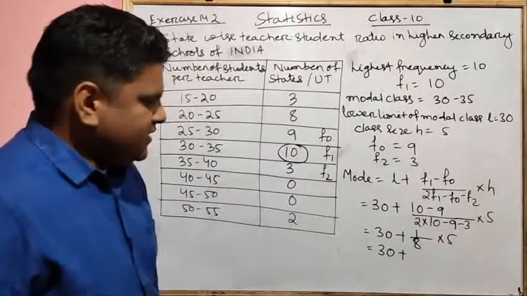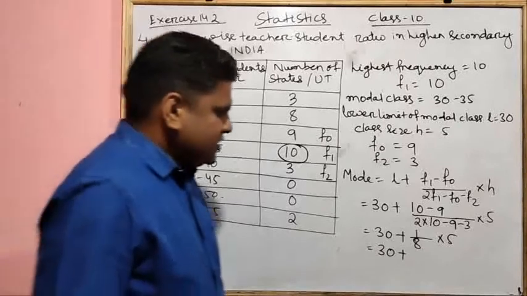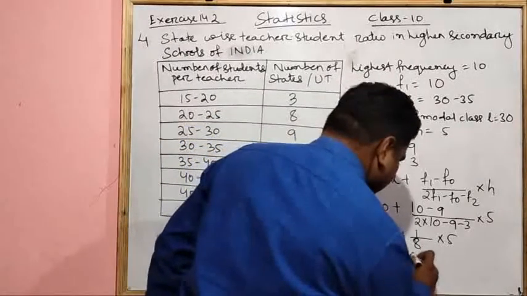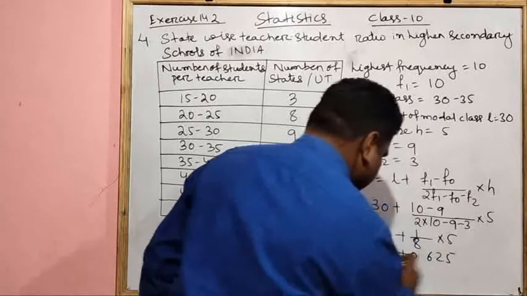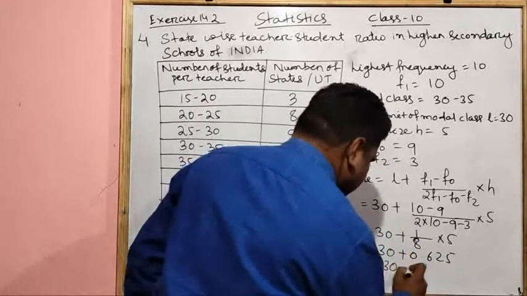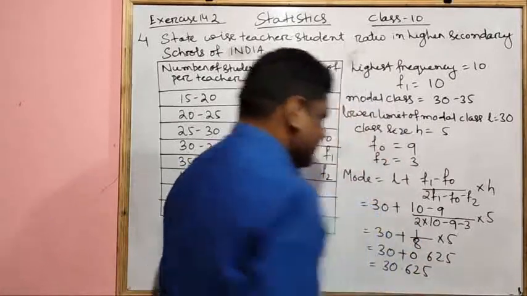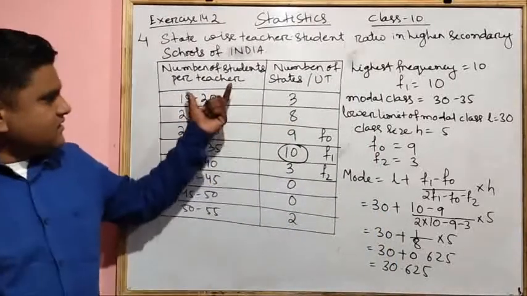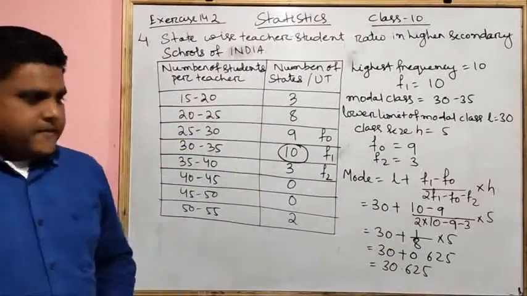It will be 0.625. So it will be 30.625, which is the mode of this distribution.